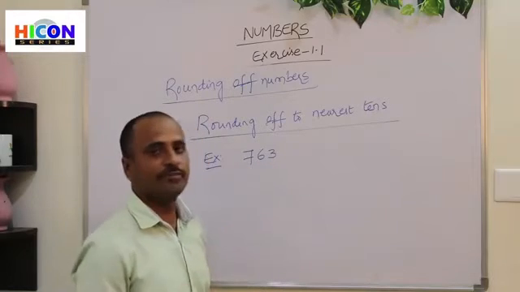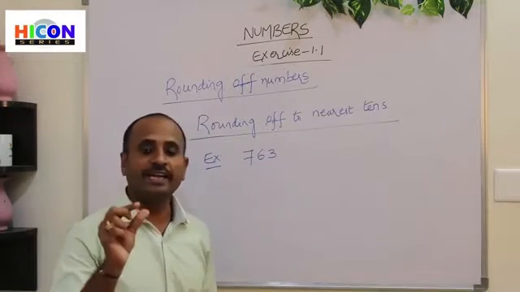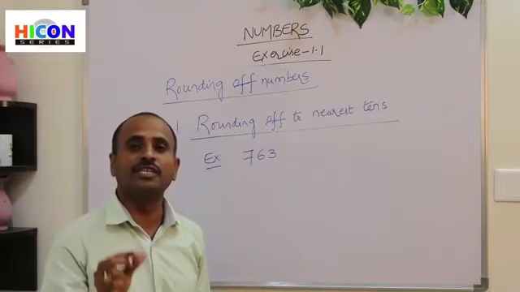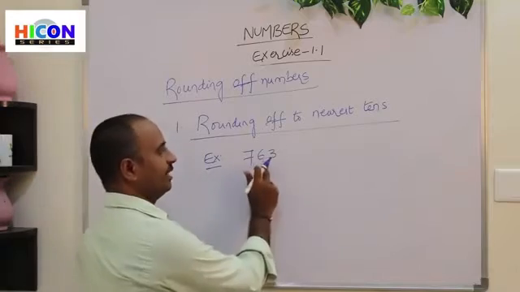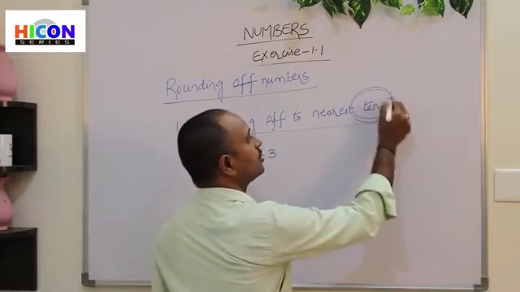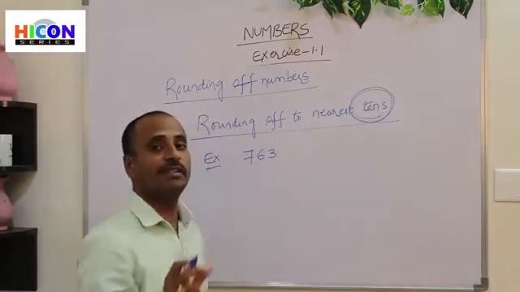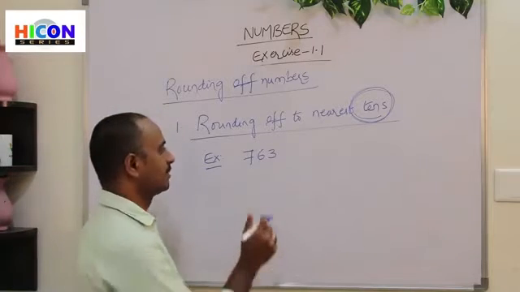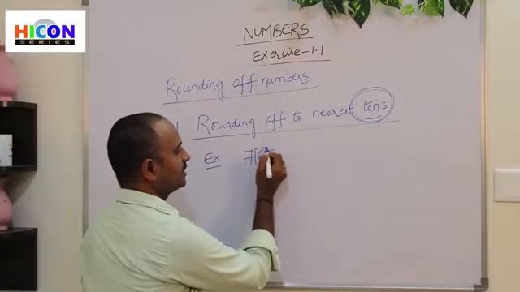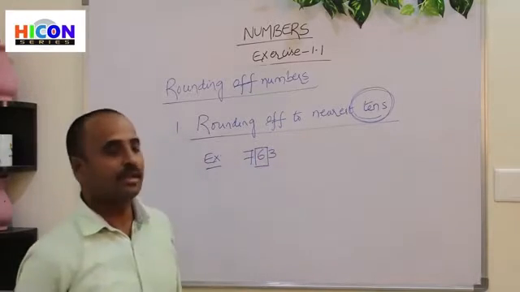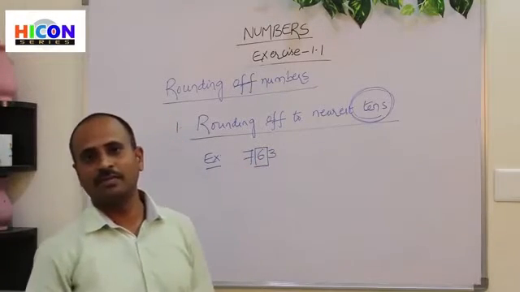Children, listen carefully. First identify the digit which is present in the tens place. Here we have to round the given number to the nearest tens, so we have to find the digit present in the tens place. Here the digit present in the tens place is 6. That means 6 tens are there.